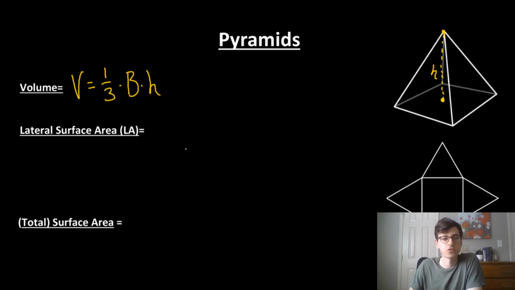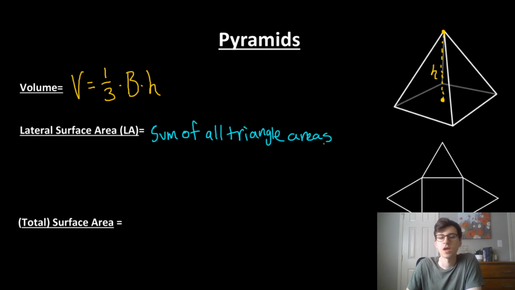Now, the lateral surface area of a pyramid. Remember, the lateral surface area is the area around, right? The surface area that doesn't include the base. So the lateral surface area is the sum of all of the triangle areas. Okay, that's the lateral surface area.